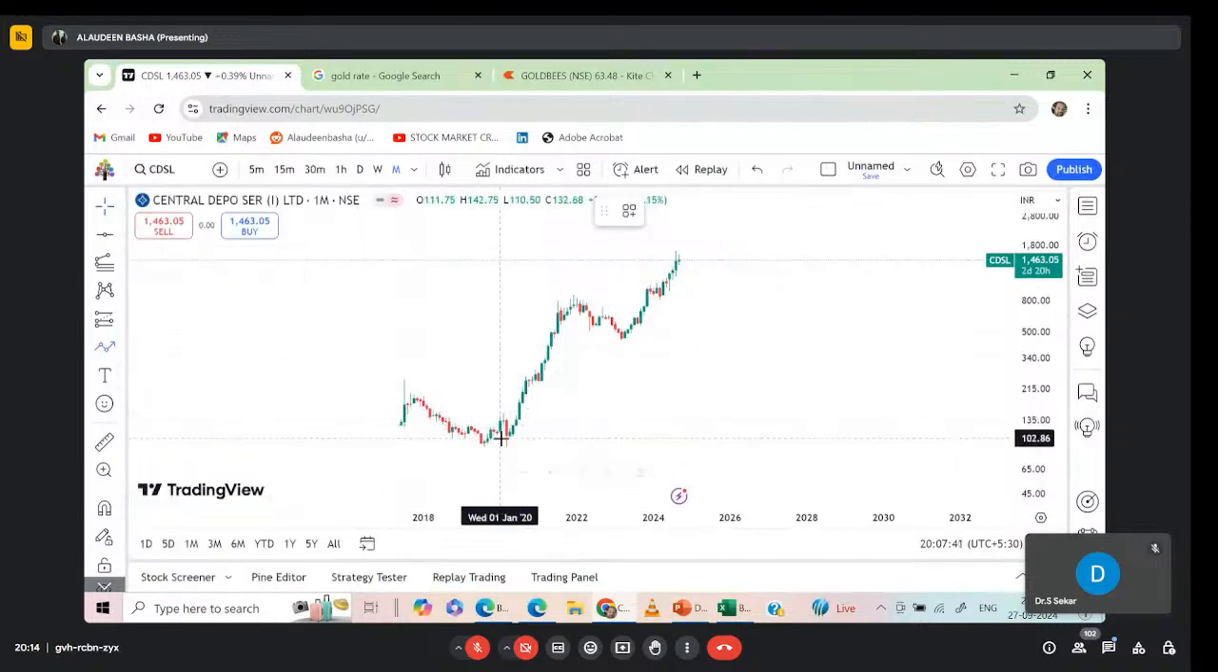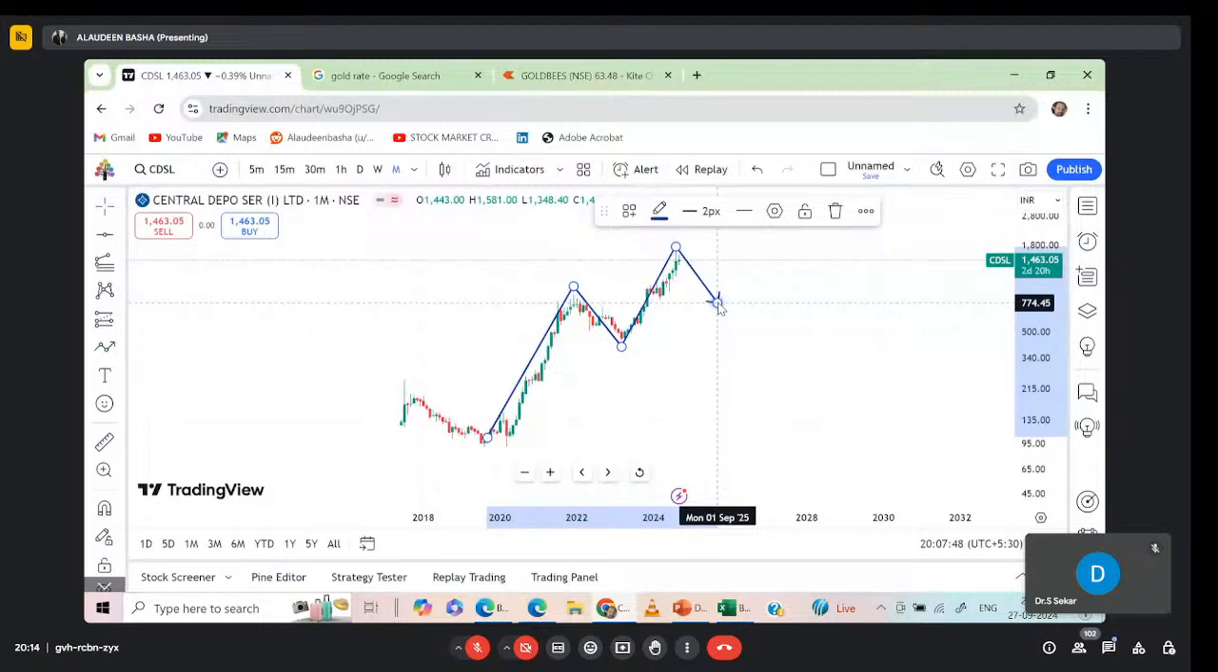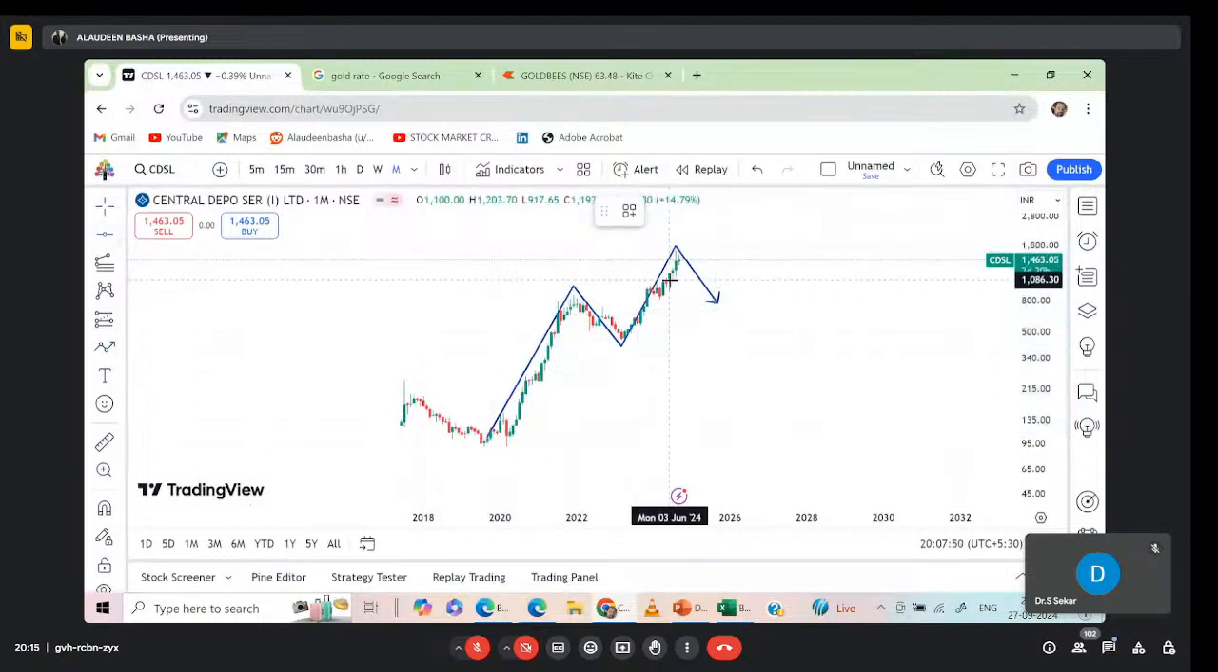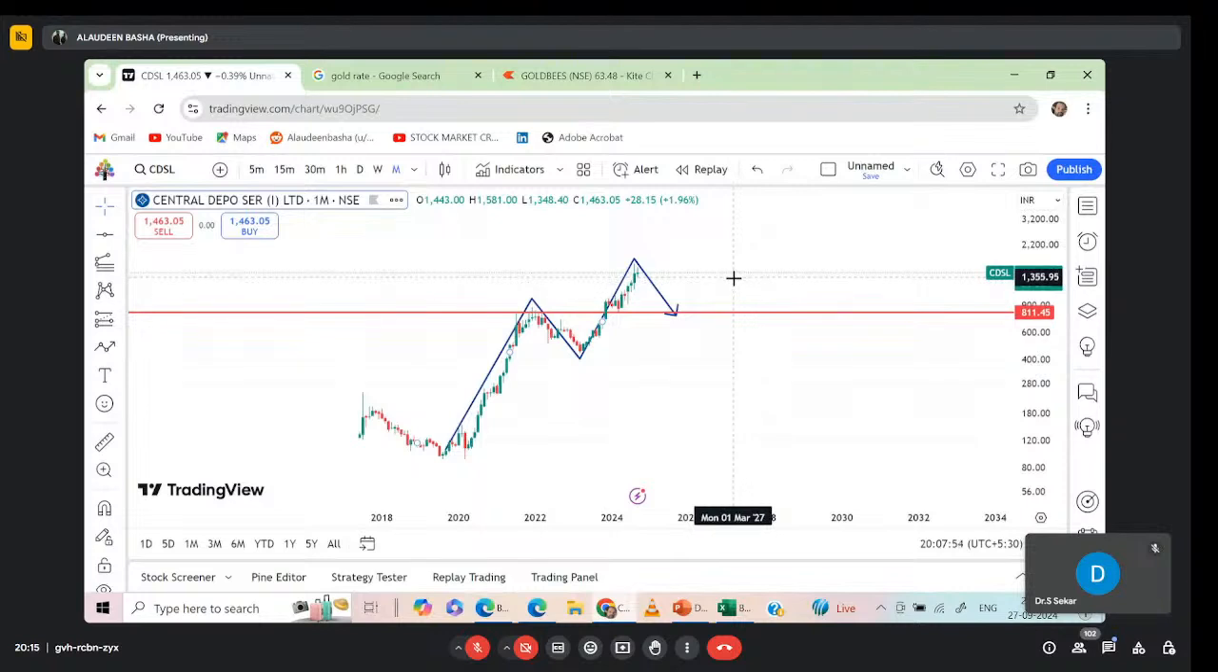So 1, 2, and 3. It will occur here. Previous support you can buy. If you want to buy the CDSL, then go at 800 plus. Otherwise, we can skip this stock.